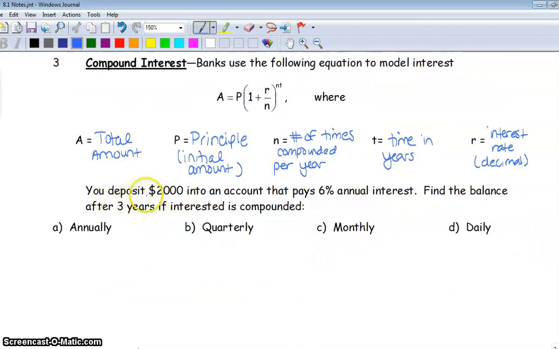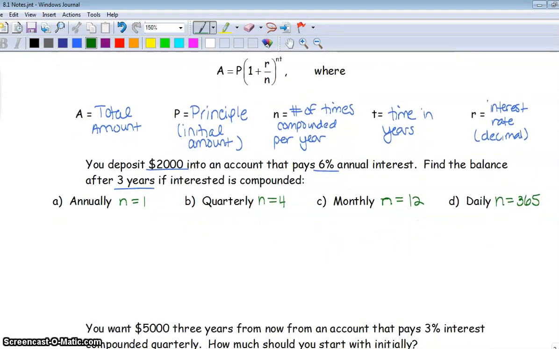Okay, so you deposit $2,000 into an account that pays 6% annual interest. Find the balance after 3 years, given different compounding. If I do it annually, I'm only doing it once a year. If I go quarterly, I go 4 times a year. Quarterly means 4. If I go monthly, there are 12 months in a year, so N is 12. If I go daily, my N is 365. So that's talking about how many times a year it's compounded.